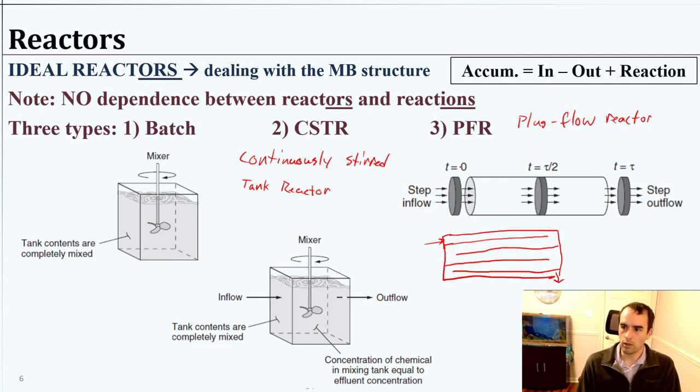So we call it a plug flow because we assume we have these plugs that are flowing through, and each plug, it's kind of like having a conveyor belt with little cups that are flowing along. Each plug we assume to be essentially well mixed within itself, but not mixing with neighboring plugs. So then we have little batch reactors just flowing through on a conveyor belt.